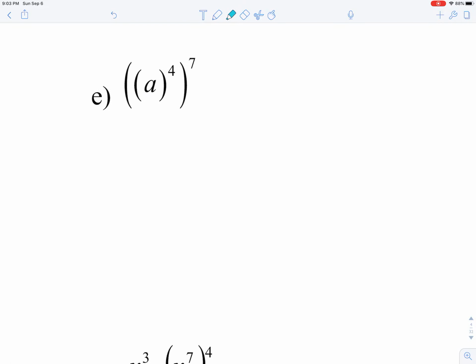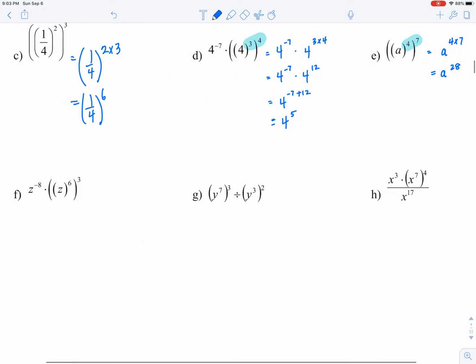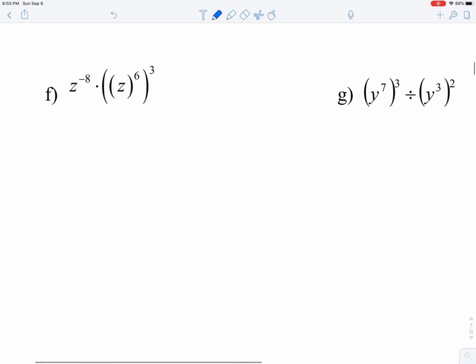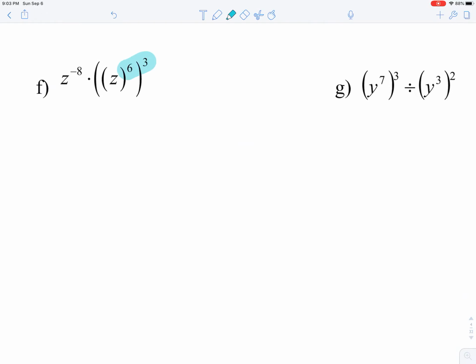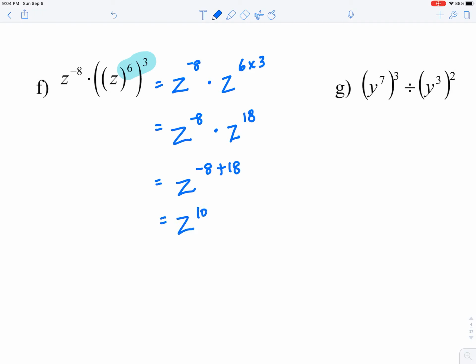E, pretty straightforward. Yeah, it's got a variable for a base, but we can deal with that. That's just going to be a to the 4 times 7, which is a to the 28. For F, all base Z, we're going to deal with this power of power first. So that's going to give us Z to the minus 8 times Z to the 6 times 3. So Z to the minus 8 times Z to the 18. We're multiplying and the bases match, so it's Z to the minus 8 plus 18 equals Z to the 10.